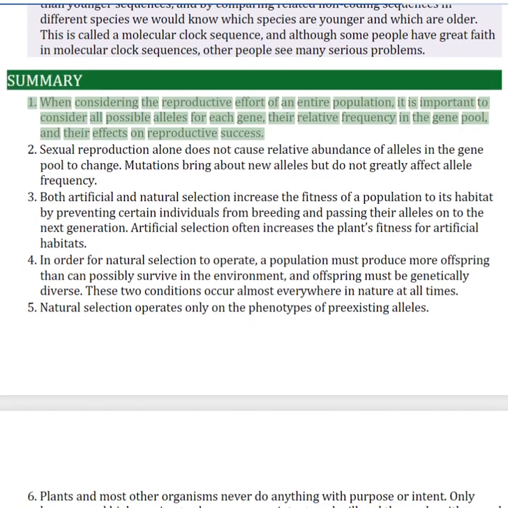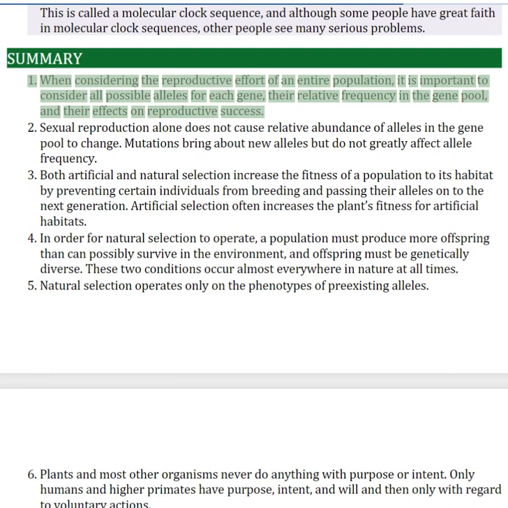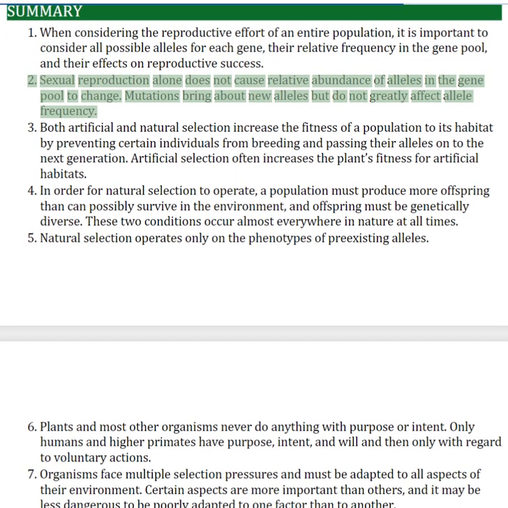Summary. 1. When considering the reproductive effort of an entire population, it is important to consider all possible alleles for each gene, their relative frequency in the gene pool, and their effects on reproductive success. 2. Sexual reproduction alone does not cause relative abundance of alleles in the gene pool to change. Mutations bring about new alleles, but do not greatly affect allele frequency.